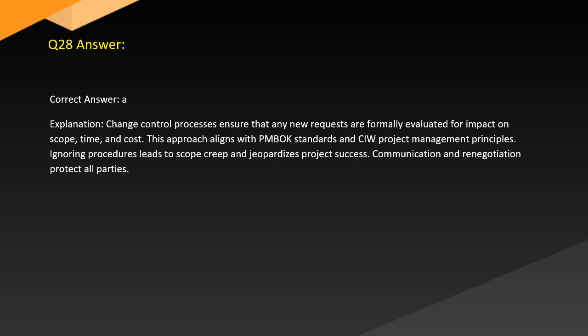Answer. Correct answer. Explanation. Change control processes ensure that any new requests are formally evaluated for impact on scope, time, and cost. This approach aligns with PMBOK standards and project management principles. Ignoring procedures leads to scope creep and jeopardizes project success. Communication and renegotiation protect all parties.